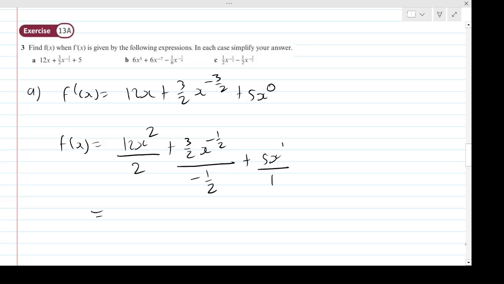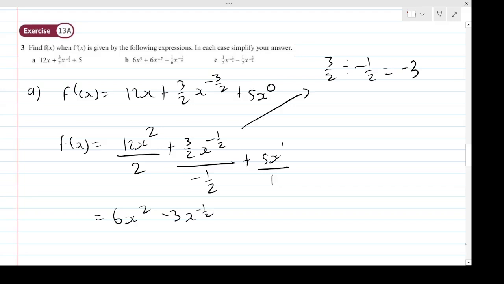Okay, so then we just simplify the fractions. Well, 12 over 2 is 6x squared. Then this monstrosity here, again, you can think of it as the fraction 3 over 2 divided by the fraction minus a half. So 3 over 2 divided by minus a half gets me minus 3. So minus 3x to the minus a half. And I'll note that down actually. What I did there was 3 over 2 divided by minus a half, and that gets me minus 3. Okay. And then lots of x to the minus a half. So that's what I'm doing there.